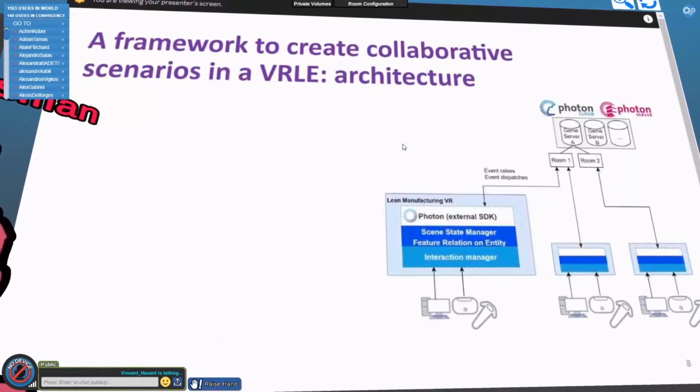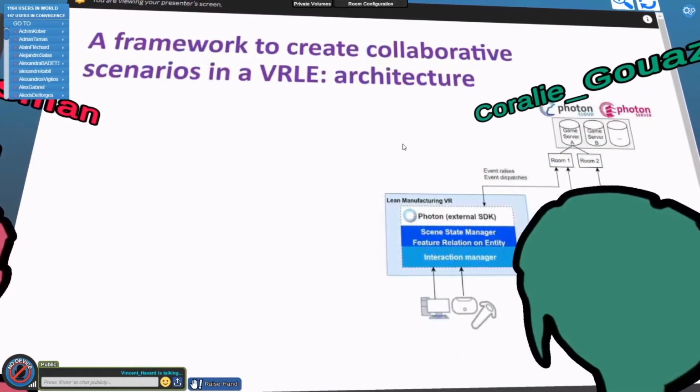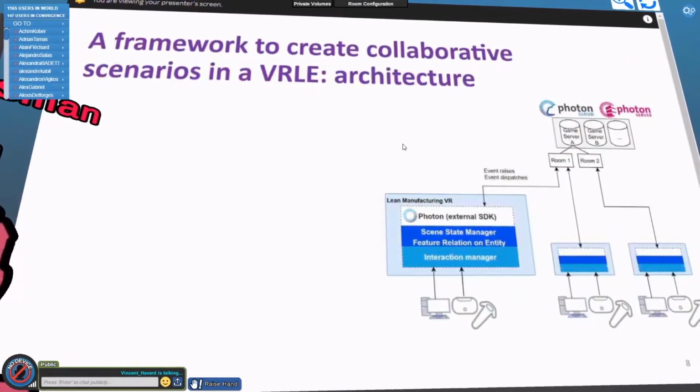Next, thank you. Now we need to make all applications work collaboratively. In that example, the two applications at the bottom are in the same room 1, and we need to make them in the same state. So we have based our framework on the Photon framework.